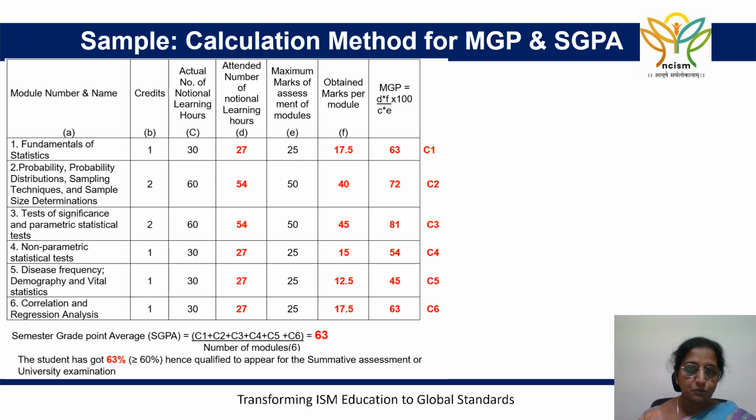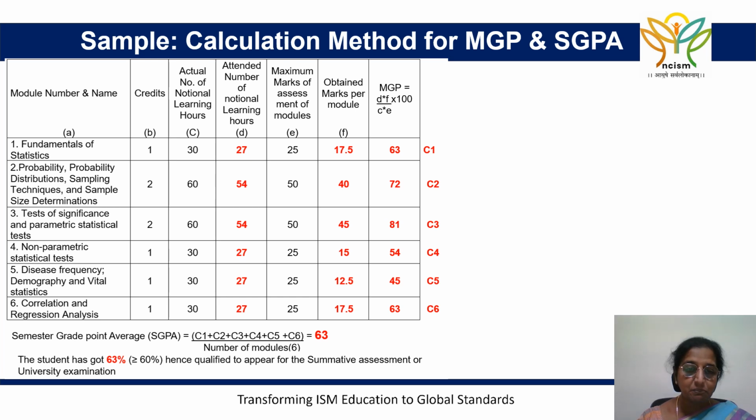The last column shows the calculation of MGP, which is equal to D into F divided by C into E into 100. So this is an example of a student who has scored marks in the MGP. The first module is represented by C1, the second one by C2 and so on. The sixth module is represented by C6.